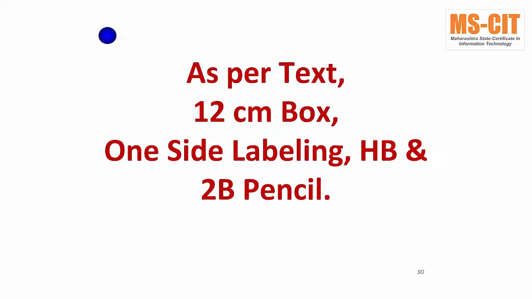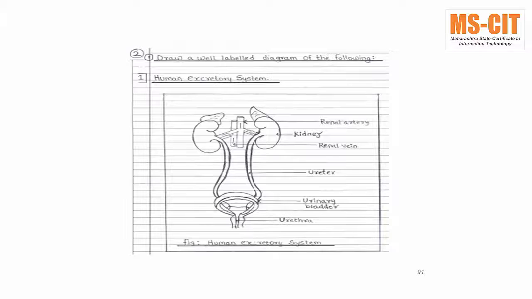Science diagram. Strictly as per the text, and I am suggesting you to draw a 12 centimeter box. One box will be there and under that box you will draw the proper diagram. As far as possible, labeling should be on one side, but it is not a rule. Some labeling is on the other side, there is no problem. Dark, proper dark pencil you must use. See, proper box is there and under that box the figure is drawn.